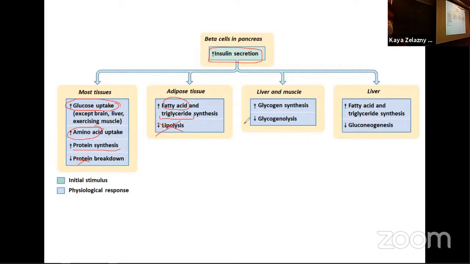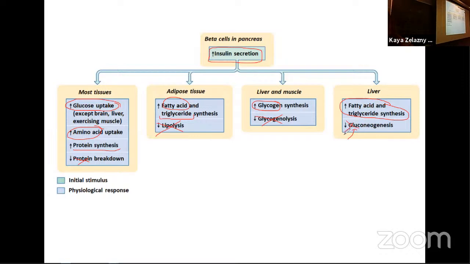We don't want to do opposite processes at the same time. So we're making glycogen, we're not breaking down glycogen. Our liver is going to be making fatty acids and triglycerides. And this is the trickier thing for me to pay attention to anyway: we don't need to make new glucose, basically, because we have glucose in the blood during this phase.